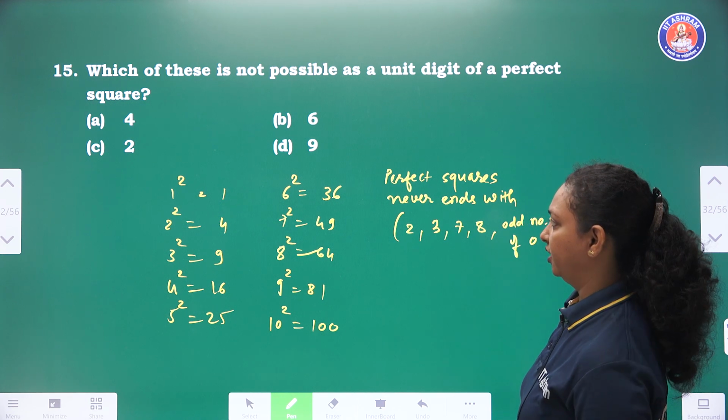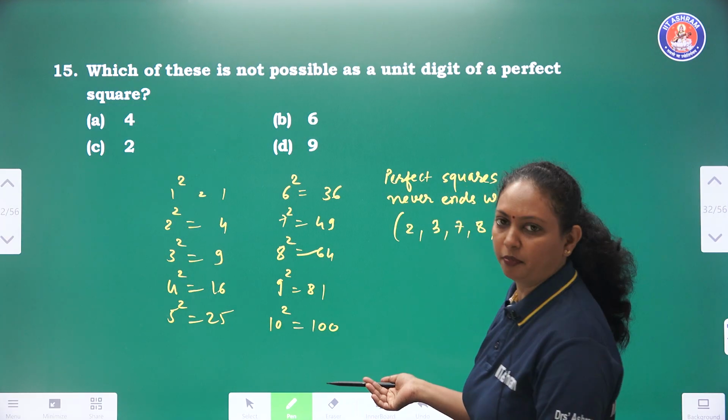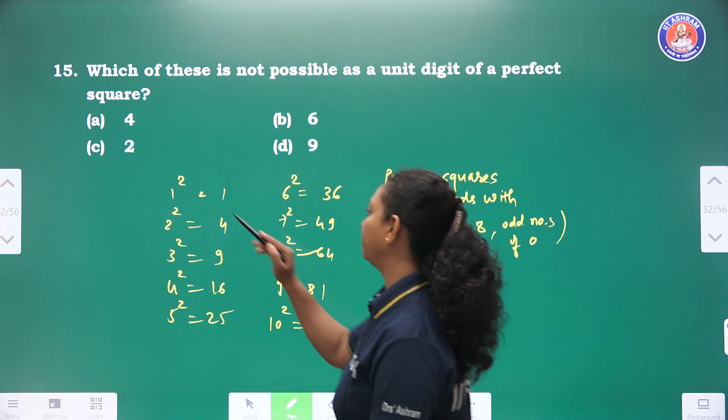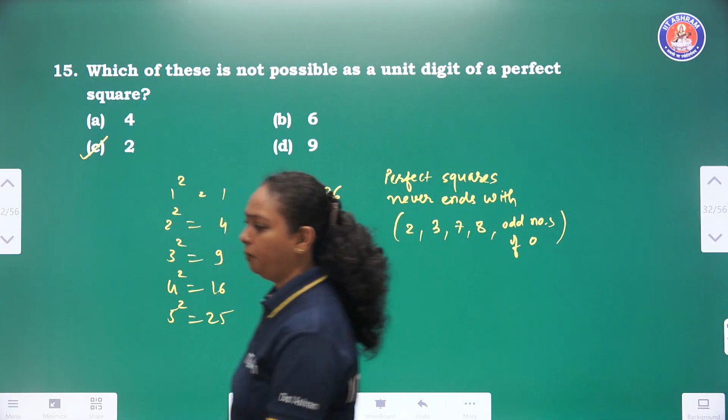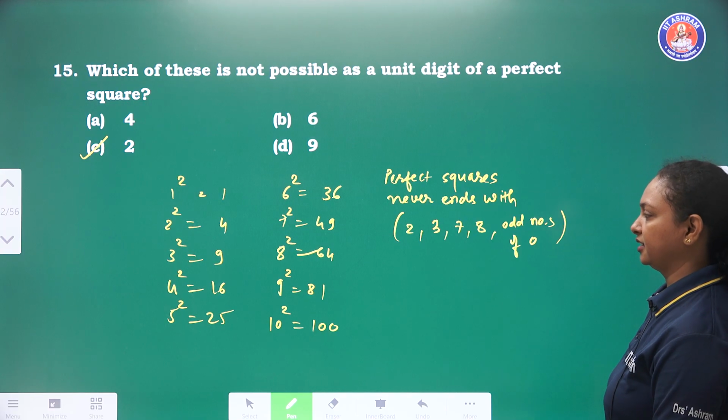So you just go and find the option. 4: some of the perfect square numbers end with 4. 6 is also there, 9 is also there, but which option is not there? C. No perfect square number ends with a 2. So option C is the correct answer to our question.